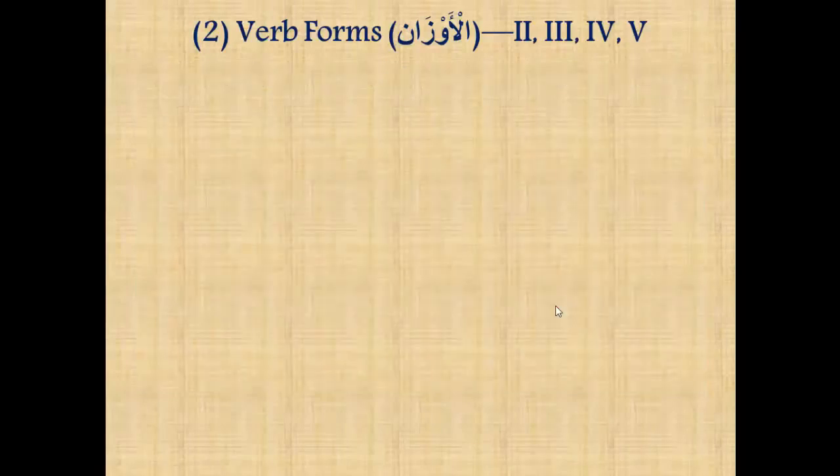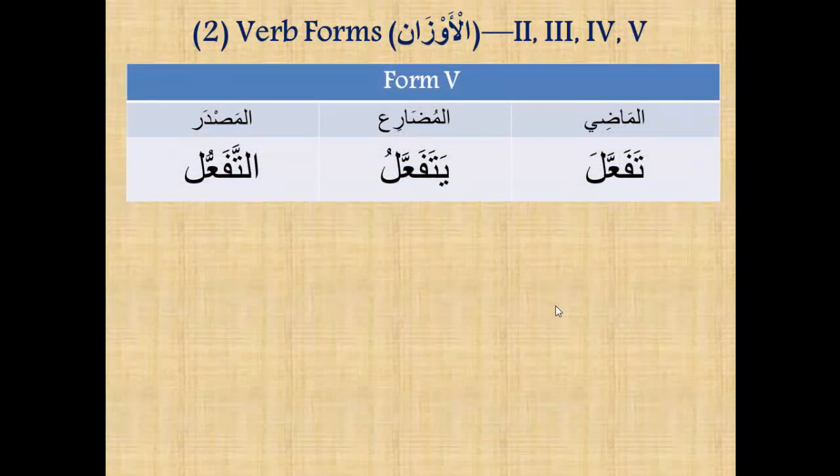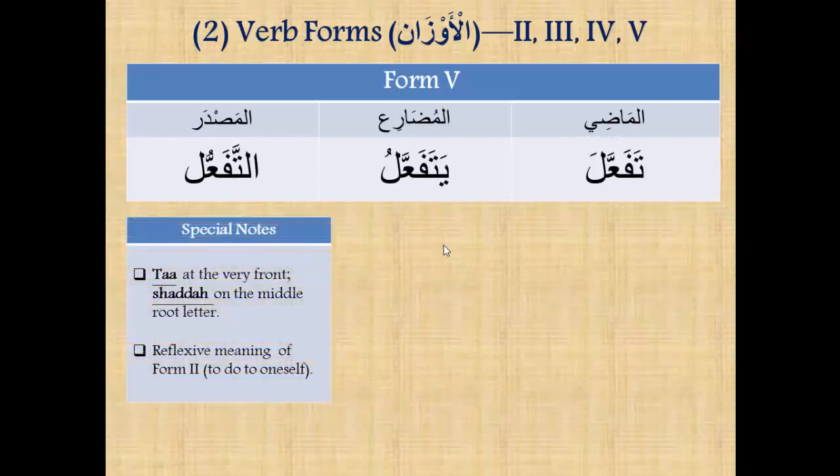Last form for today, Form 5. This is the Form 5 set for the madi. تَفَعَّلَ. The mudari' is يَتَفَعَّلُ. The masdar is التَّفَعُّلُ. What do we notice? What have we added? Well, we've added two things. Number one, we've fixed a ta to the very front of the verb. And number two, we've added a shadda on top of the middle root letter. So there's a ta in the front, and then we have a shadda on top of the ayn.